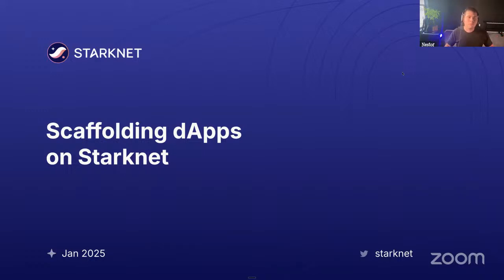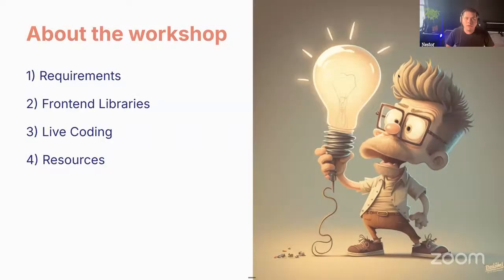In this workshop, we're going to be working on scaffolding dApp on Starknet. We're going to be talking about a little bit of the requirements, the front-end libraries, and the toolkit that we're going to be using today, which is Scaffold Stark. We're going to be doing a little bit of live coding. I'm going to be doing a couple of comparisons between the different libraries in the Starknet ecosystem for UX. And at the end, probably I'm going to be sharing some additional resources.